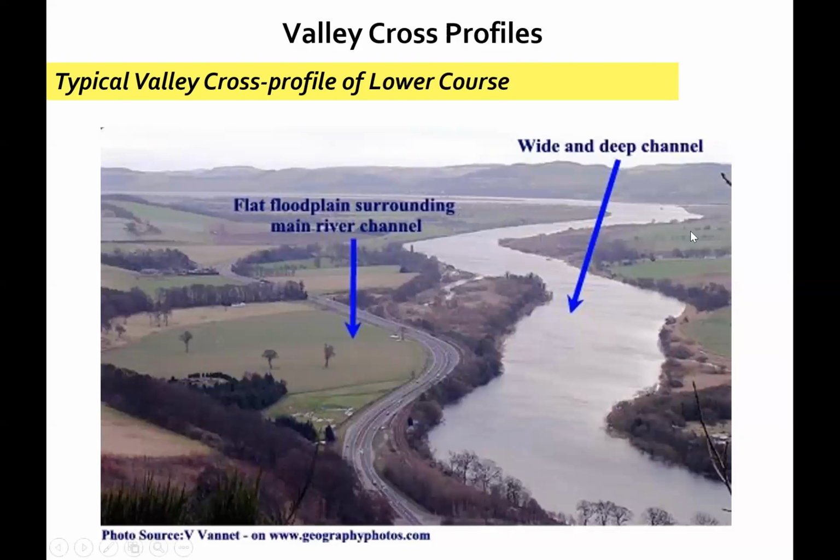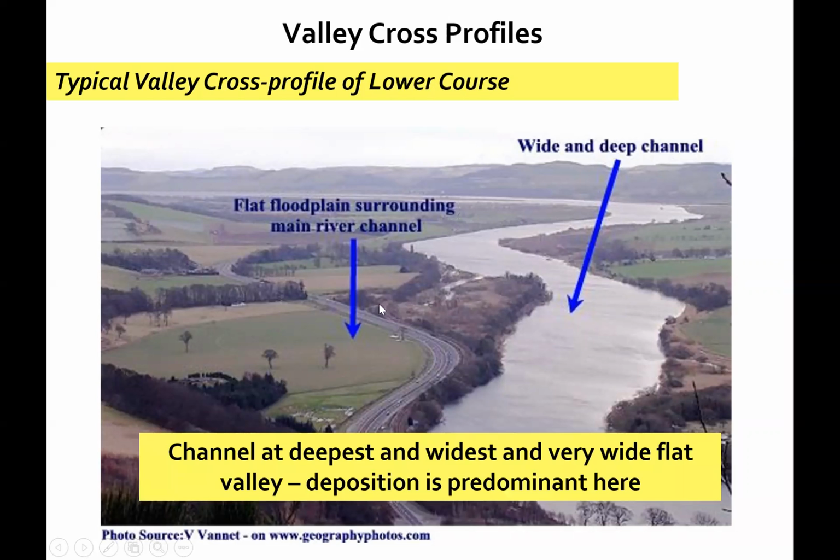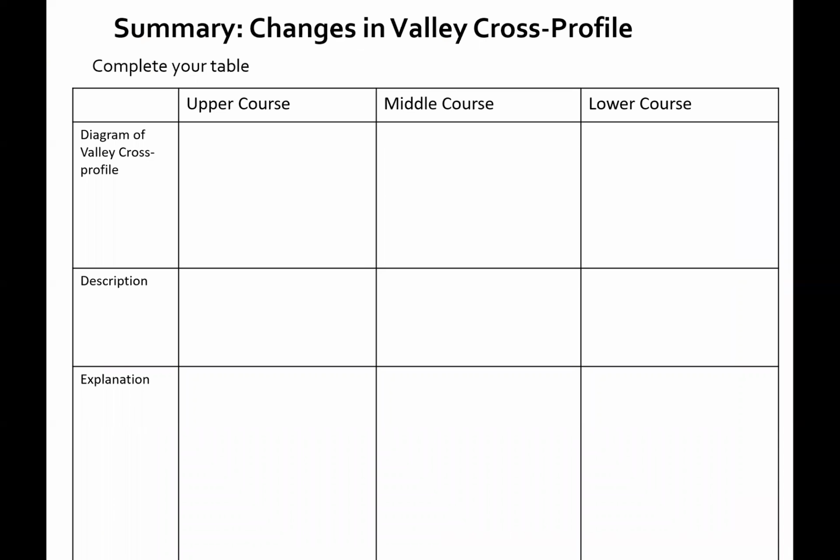Down in your lower course, that river isn't eroding downwards as much. It's eroding mostly side to side, so laterally. There's also a lot of deposition, so that river is starting to drop all of that sand and silt that it's been carrying since the start of the river. So on your table, you can now add your description, what it looks like, and your explanation as to why it is that shape. Once you've finished, you can press play and check your work against these answers.